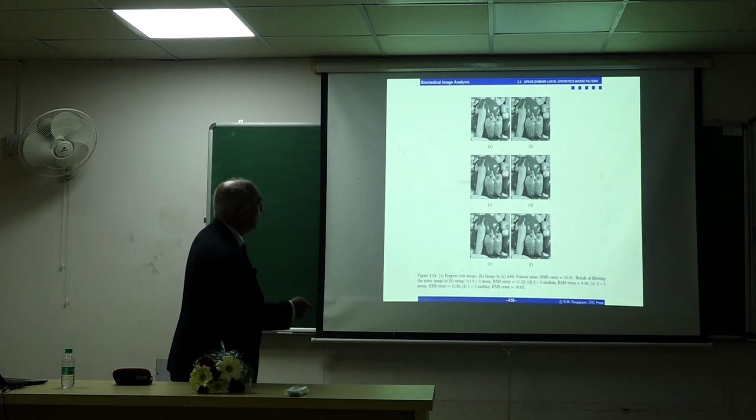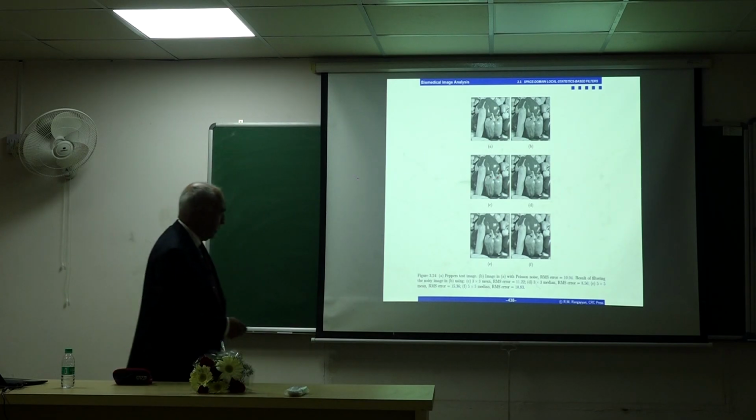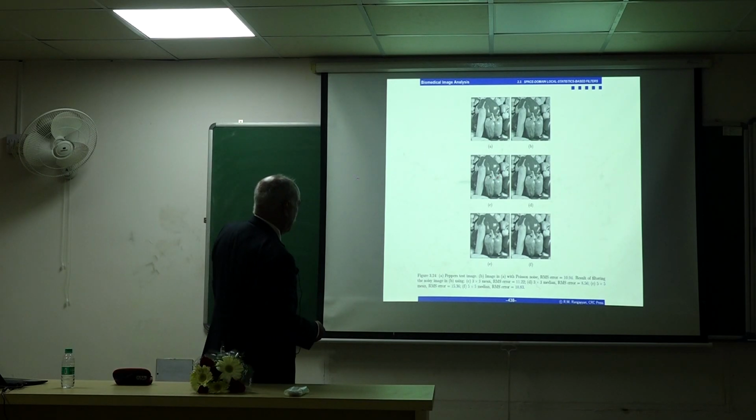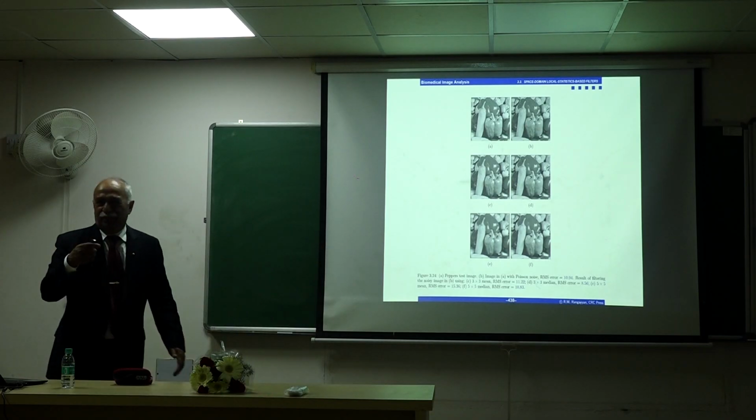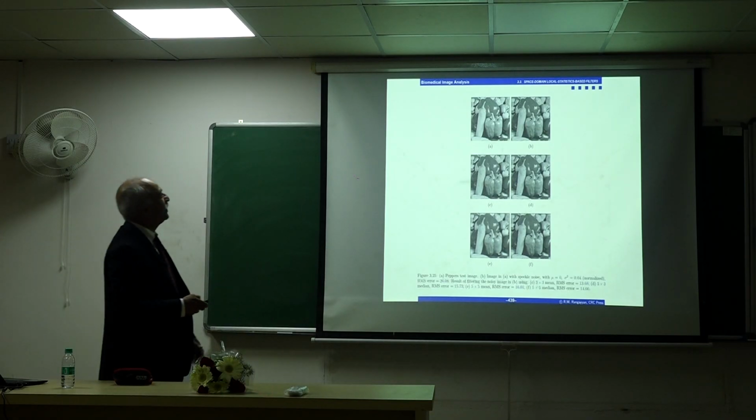This is Poisson noise, mean, median. Mean may be better here. 3x3 mean, RMS is 11.22. Median is 8.56, but to me this looks better. It depends on your perception.